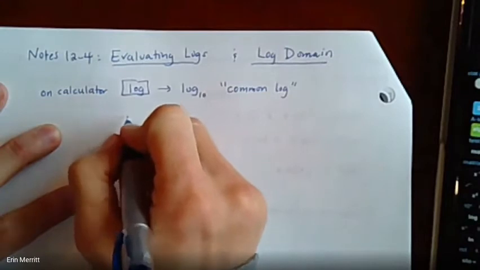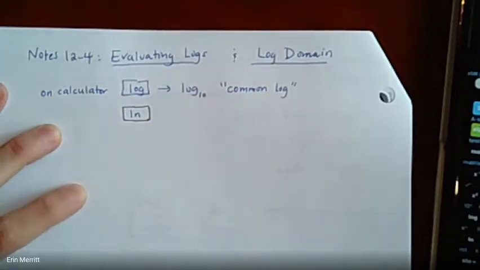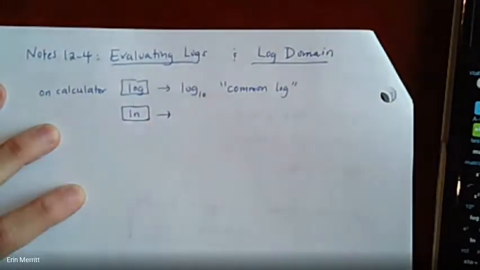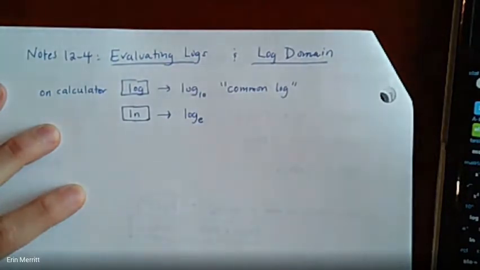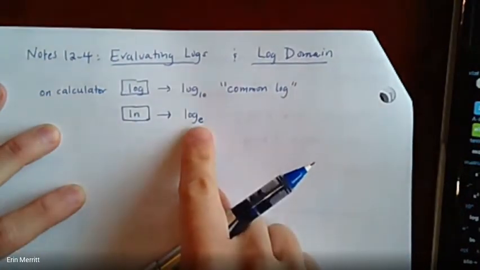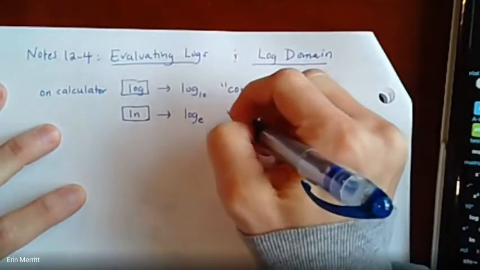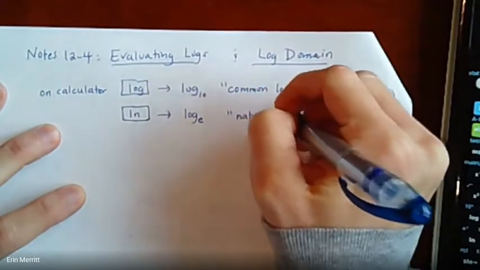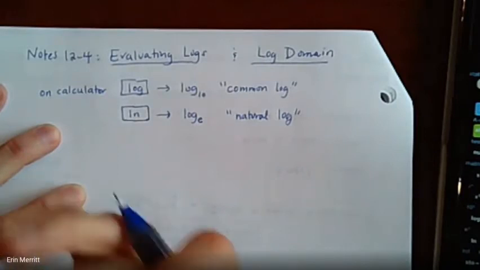The next one you're going to see is the button underneath it, the ln. In the last unit, we did e to whatever in the PERT formula, so we did second ln. What ln stands for is specifically log base e, but it gets its own special name because it's such a commonly used log. So we call it ln or natural log. And no, I don't know why it's ln versus nl, but that's okay.